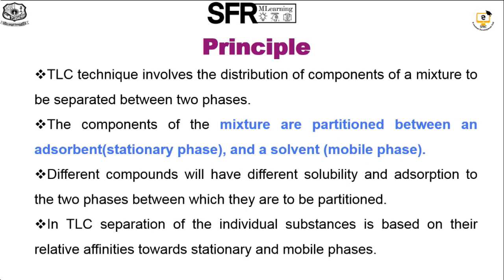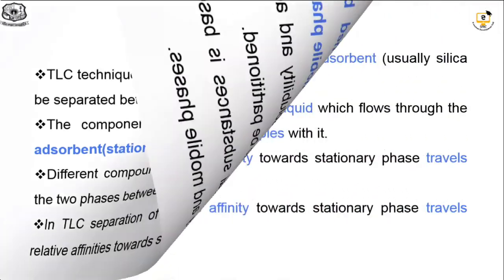What is the TLC technique? It involves the distribution of components of a mixture between two phases, the stationary and the mobile phase. In the stationary phase, components of the mixture are partitioned between adsorbents. The mobile phase consists of solvents. The two phases have different solubility and adsorption, so the components are partitioned. TLC separation of the individual substances is based on their relative affinity towards the stationary and mobile phases.